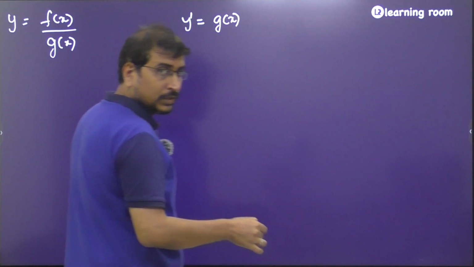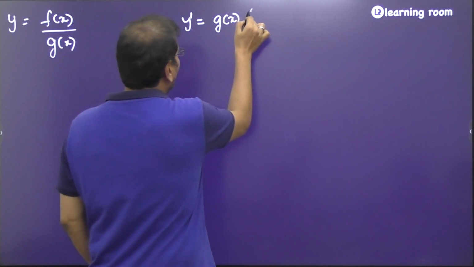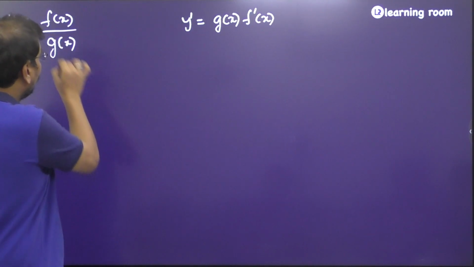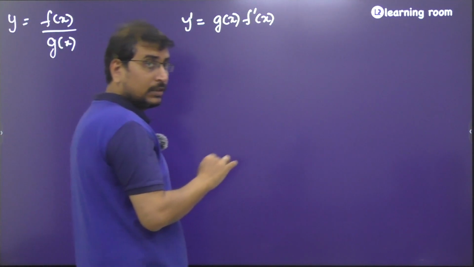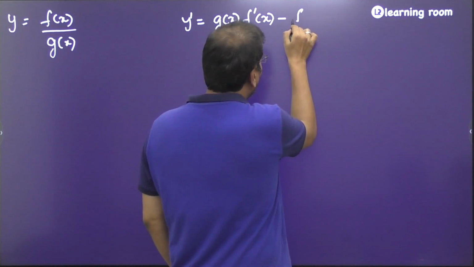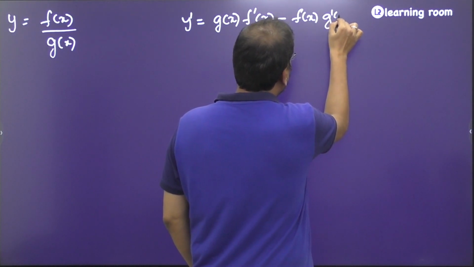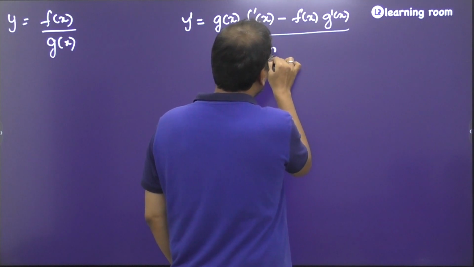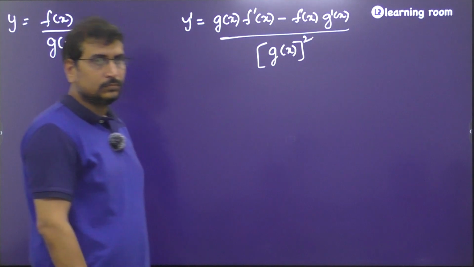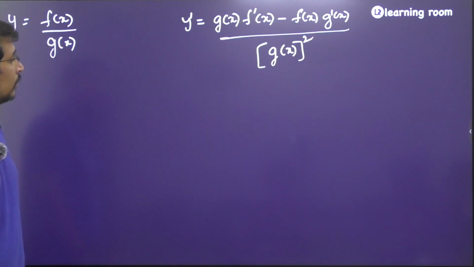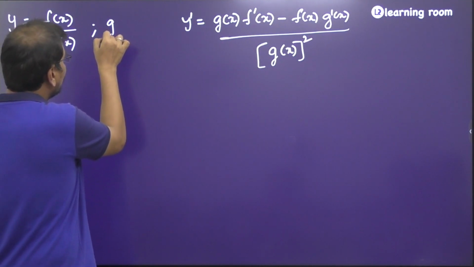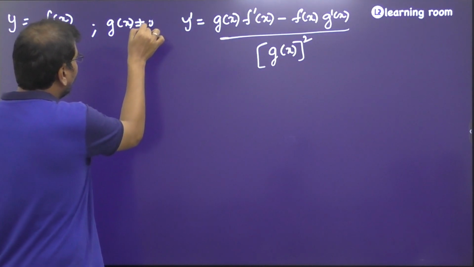G of x into derivative of numerator. So basically, denominator into derivative of numerator, you have to follow an order. Minus numerator into derivative of denominator, the whole divided by g of x, the whole square. Okay. So whenever you're doing this y is equal to f of x by g of x, right, you need to mention a condition saying that g of x is not equal to 0.